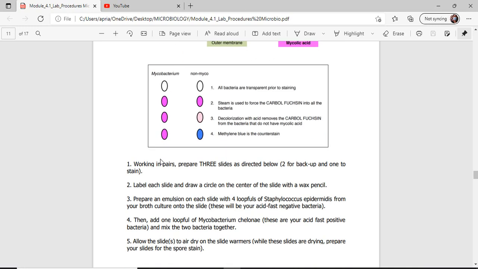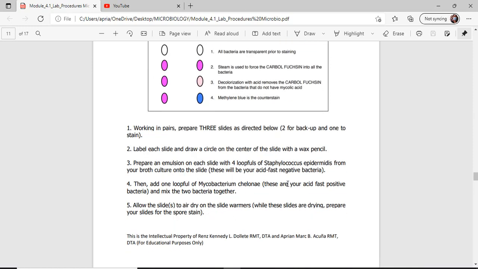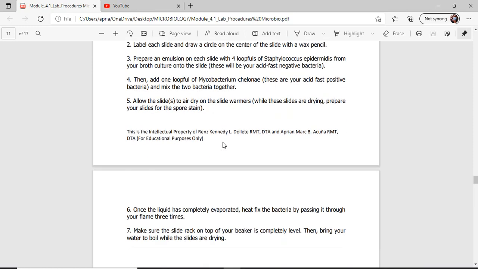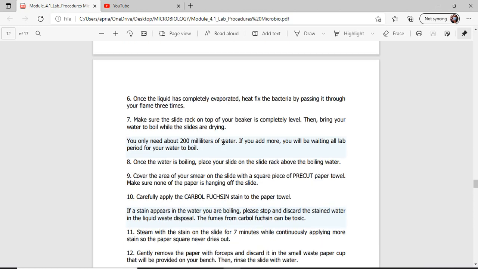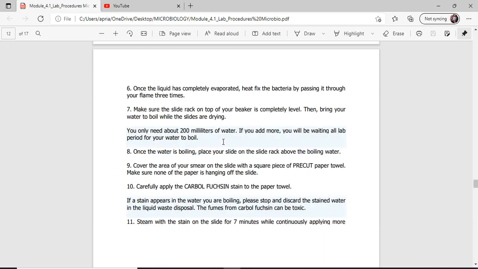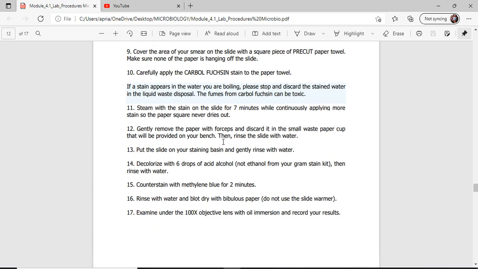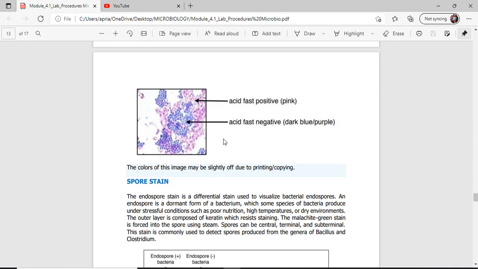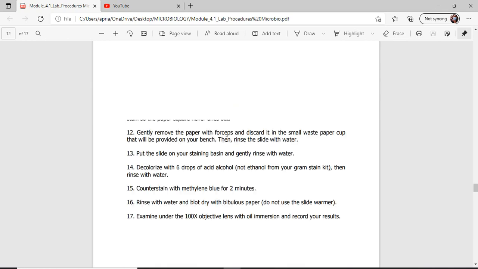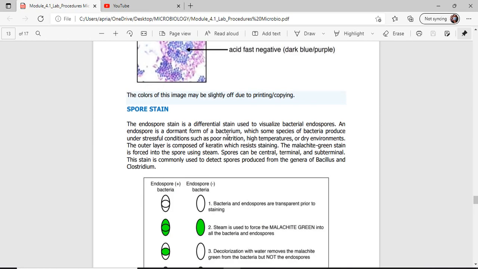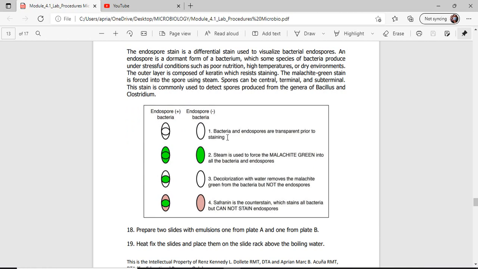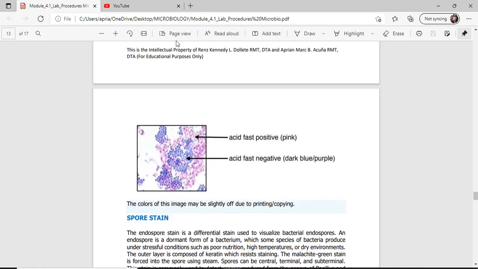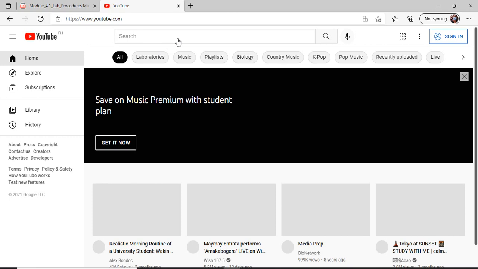Here in the procedure, we will just skip it, so you will understand when you perform it face-to-face. Now, to speed up our discussion, we are now on spore stains. For spore stains, we will just watch a video, since it is quite complicated. First, slightly, the acid-fast.